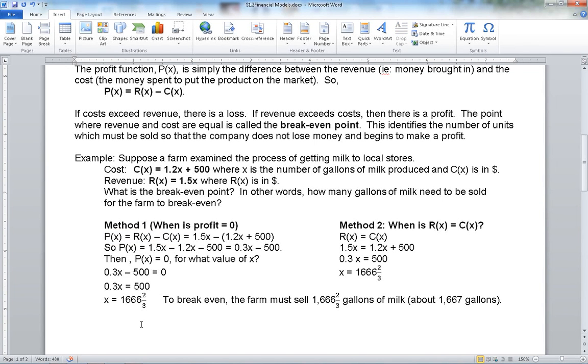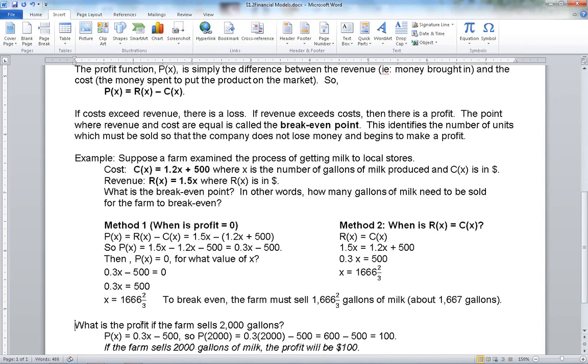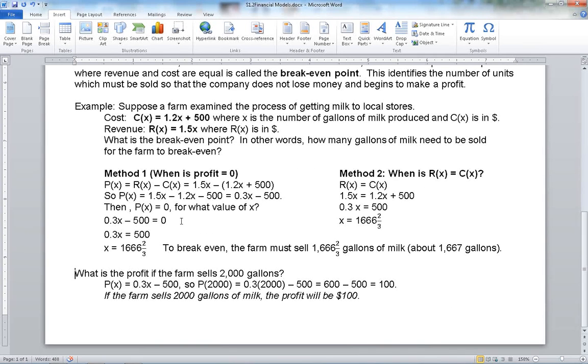Now another question we can ask deals with profit. So what would the profit be if the farm sold 2,000 gallons of milk? Well, what we can do is go back to our profit function, either in the simplified form or the revenue minus cost form, either way, and plug in x equal to 2,000. So P of 2,000 would be 0.3 times 2,000, which is 600, minus 500, or 100 would be your answer. So if the farm sells 2,000 gallons of milk, the profit will be $100.